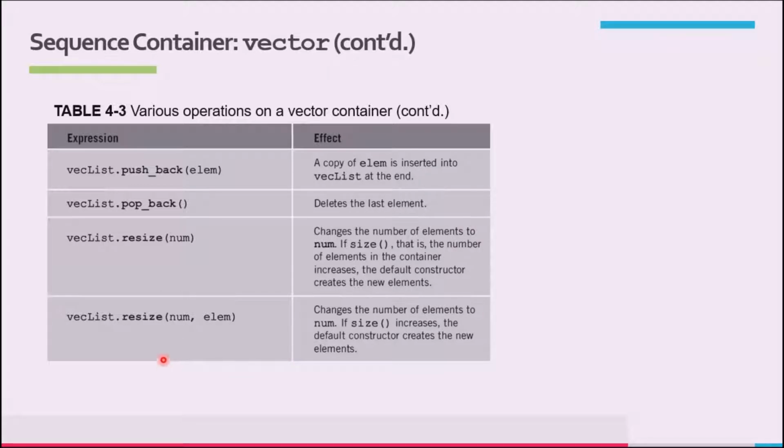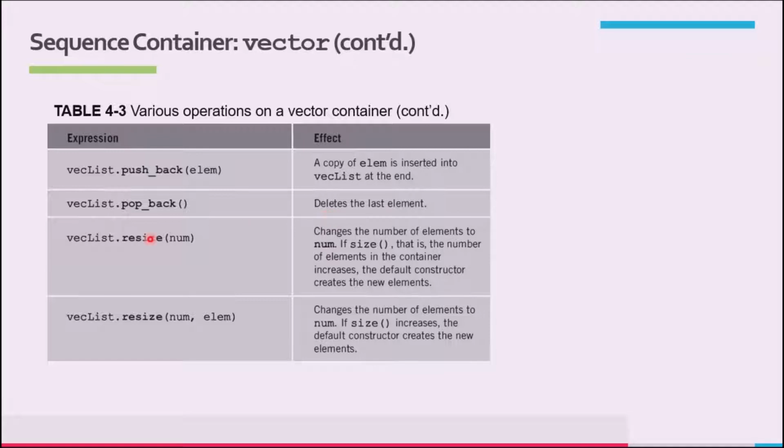Okay, so for the continuation of the table, the function push_back is quite useful. This function is used to add an element at the end of a container. So when you're given something like vectList.push_back and then the element, a copy of the element is inserted into the vectList at the end. You also have vectList.pop_back, which deletes the last element.